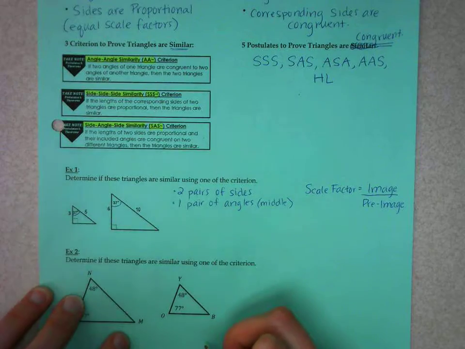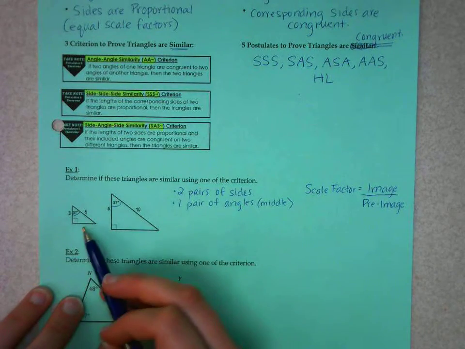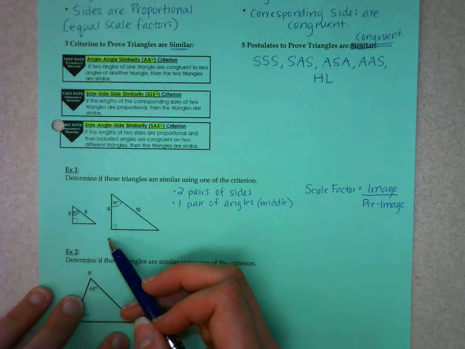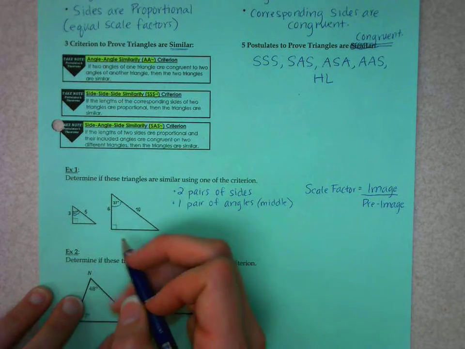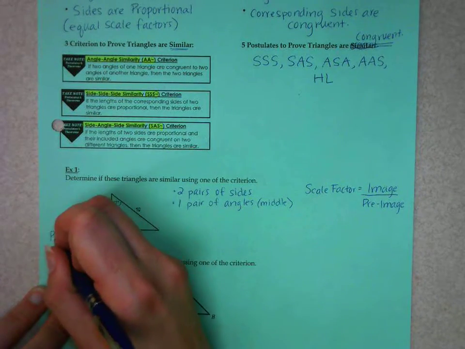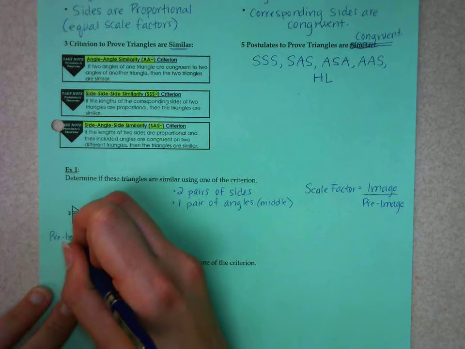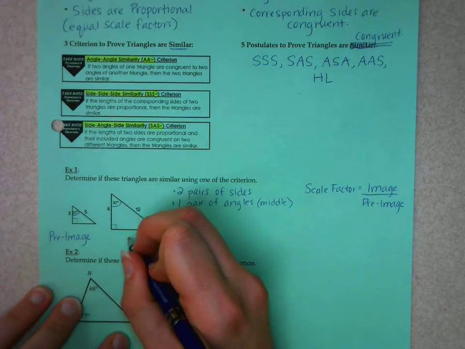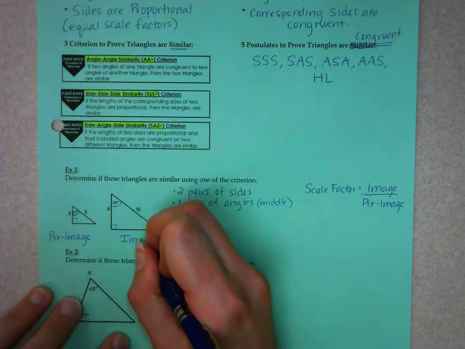So if I take a look at my two triangles, since I don't actually tell you which one is the pre-image and which one is the image, just read it from left to right. The first figure will be the pre-image. Think of it as like the before image. And then the one on the right is your image. It's the after.